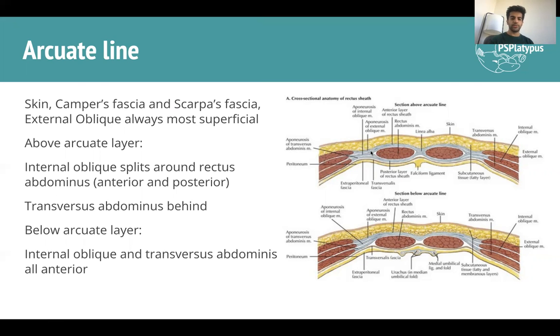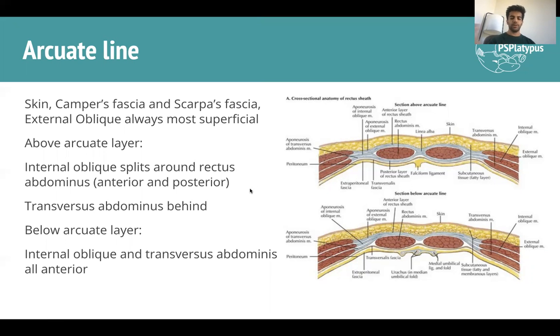So you have part of your internal oblique that's anterior, then your rectus abdominis, and then part of your internal oblique that's posterior. And then you have your transversus abdominis that's behind, followed by all the other layers, your rectus sheath, your transversalis fascia, peritoneum, and then your abdominal cavity.